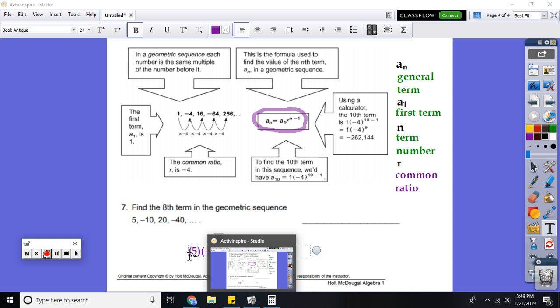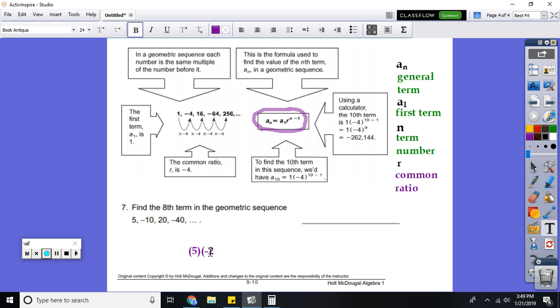And then, sorry, my computer doesn't want to cooperate. I need the n, the term number, which would be 8. And this is an exponent, so it's up top. And it would be 8 minus 1, so that would be 8 minus 1 up here in the exponent's place. Or you may have, like if you're using a Word document, you may call this a superscript. But either way, it's an exponent.